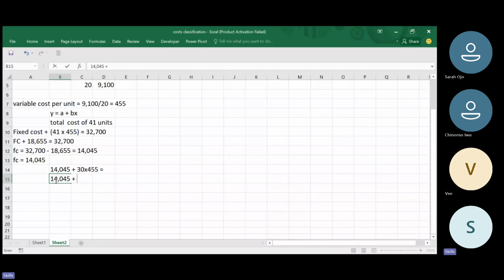Multiply 30 by 455. You have 13,650. When you add this, you get the cost for 30 units.